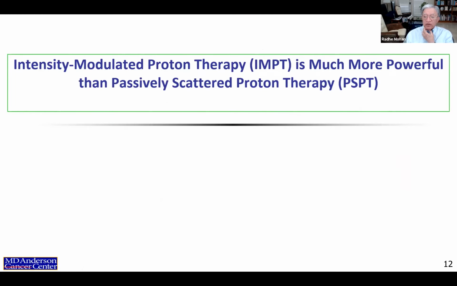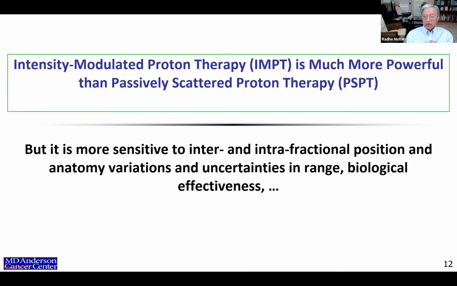Now, intensity modulated radiotherapy, as you can imagine, is much more powerful than passive scattering proton therapy. But for a reason that I'll explain in a moment, it is also more vulnerable, more sensitive to interfractional anatomy changes and uncertainty in range, biological effectiveness, and other factors.